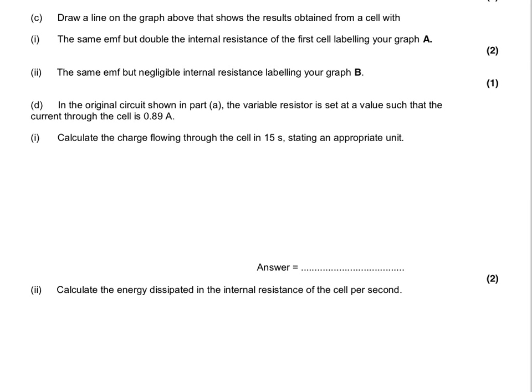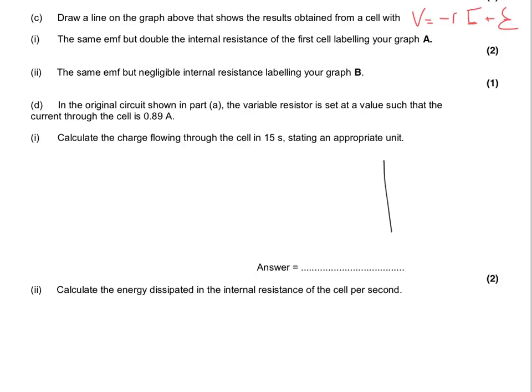So looking on to part C. Draw a line on the graph that shows the results from a cell with the same EMF but double the internal resistance. Well, if we remember our y equals mx plus c version of this equation, remember that the internal resistance was the gradient of it. So if you have double the internal resistance, that means you have double the gradient of the graph.